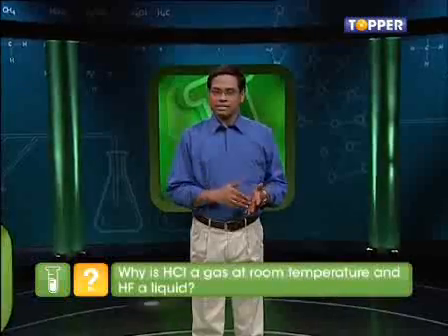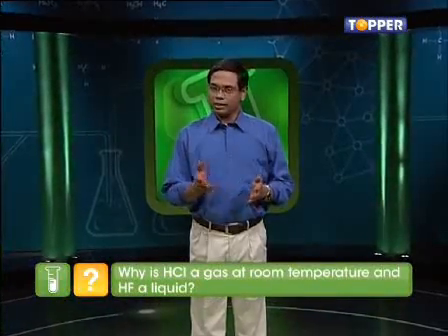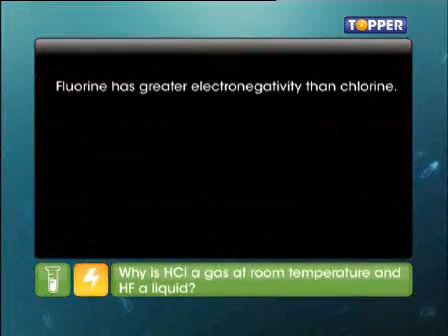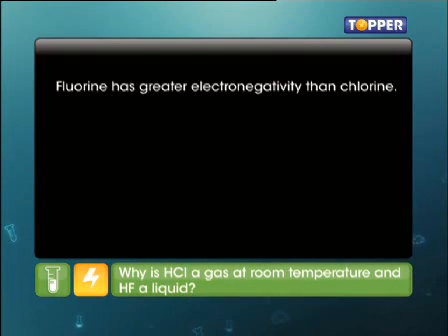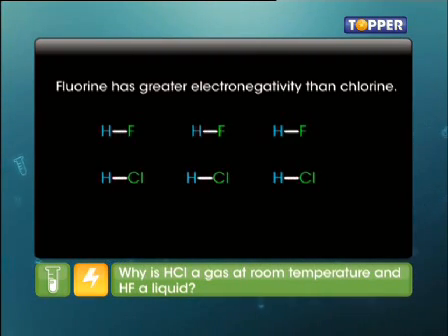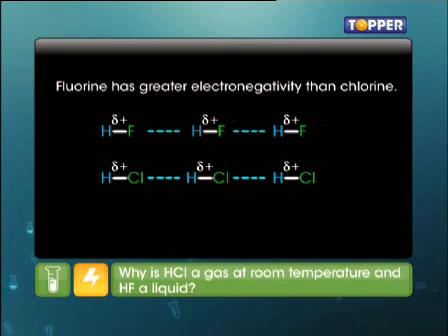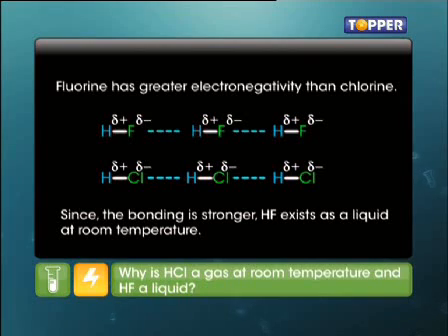Welcome back. Before the break, I had asked, why is HCl a gas at room temperature while HF is a liquid? Well, this is because fluorine has greater electronegativity than chlorine. So, hydrogen bonding will be stronger in HF as compared to HCl. And as you know, in gases, the bonding between the molecules is weak, and in liquids, it is stronger. Since this bonding is stronger, it exists as a liquid at room temperature.